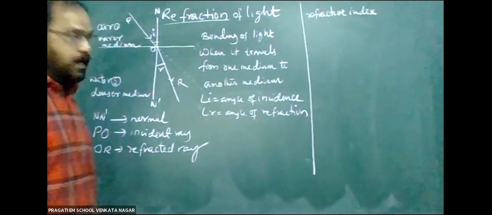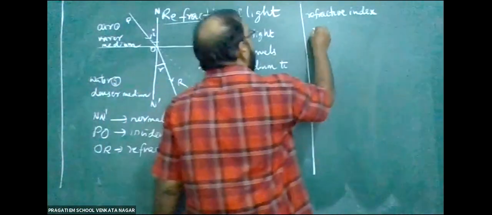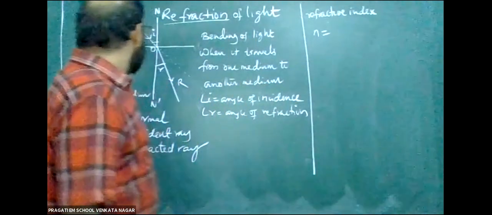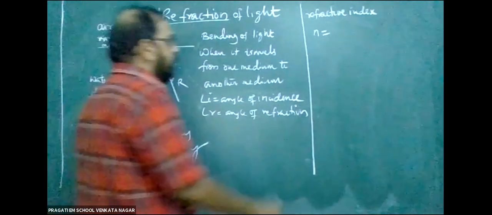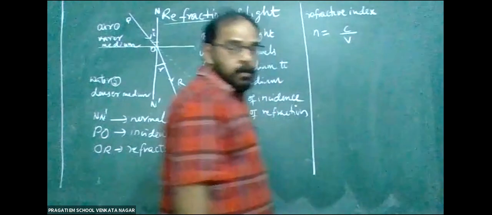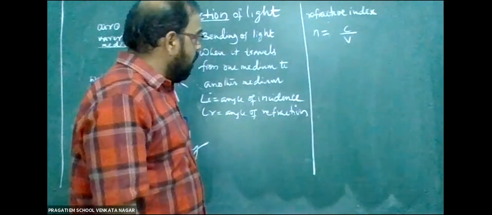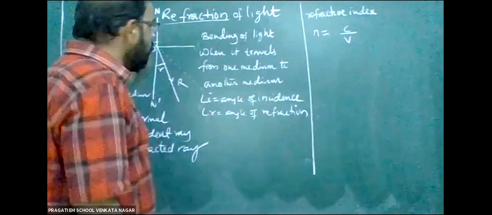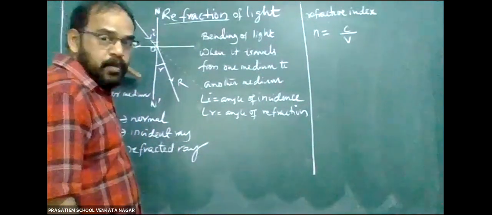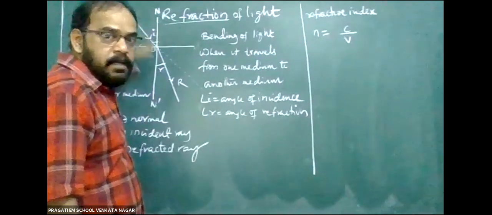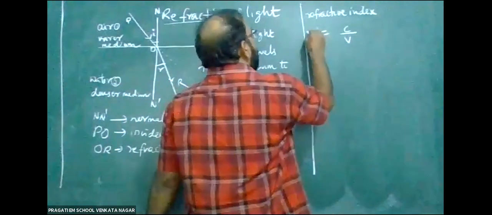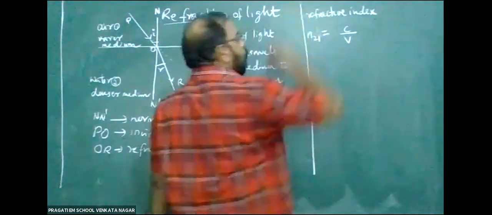So refractive index is denoted by N. When light rays travel from air to water, we can define N is equal to C by V. Here one question will come: the refractive index of your two media. Medium 1 is air, medium 2 is water. Air and water. So listen, then here we can write N21.